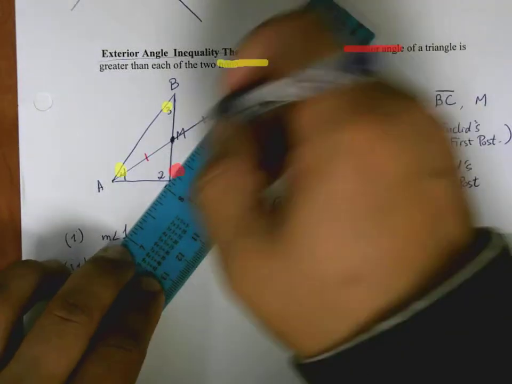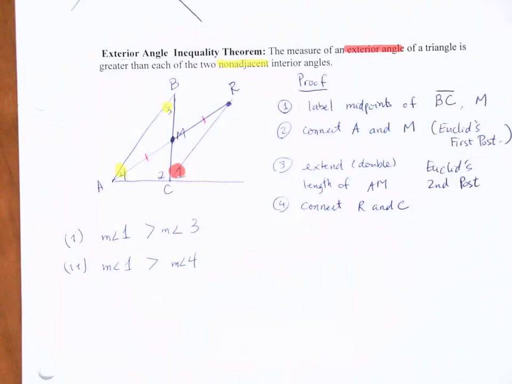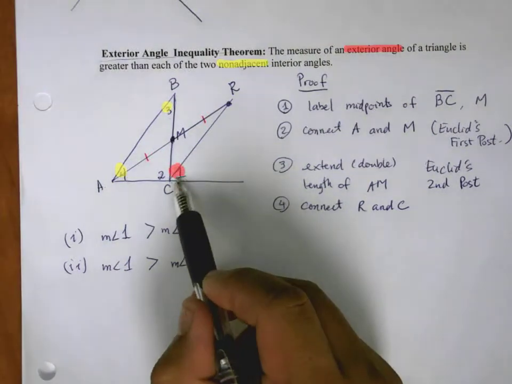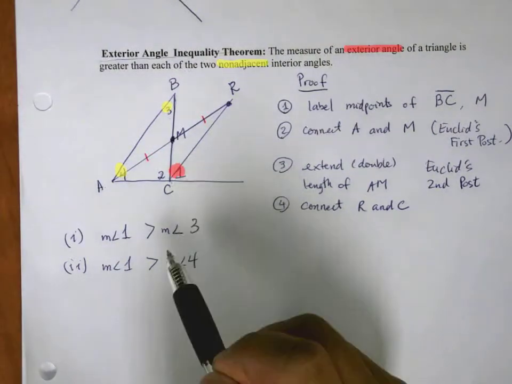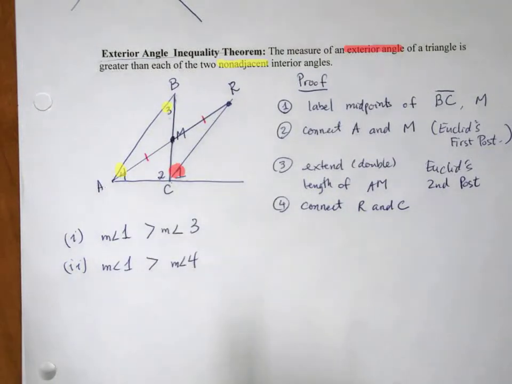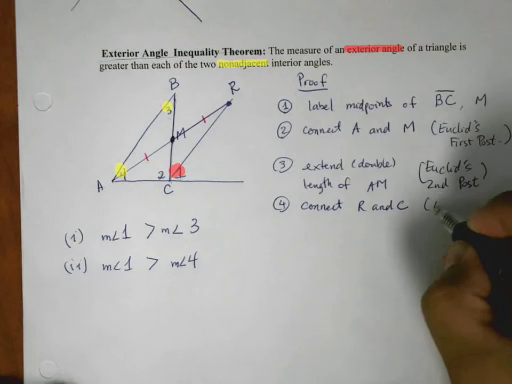Now, if you notice in this picture, we have to be careful that angle 1 is the entire angle, the whole thing in here, okay? It was there before and it's still the same, even if we've drawn a line through it. It hasn't changed. So connecting R and C, well, that is Euclid's first postulate.